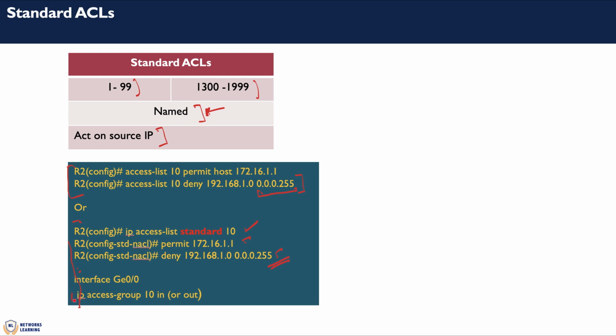The action will be taken after you have applied your access list to a given interface. And the syntax will be ip access-group 10 to refer to the access list you have written, and then inbound or outbound depending on your design or whatever you want to achieve. So this is a very brief idea about standard access lists, and in fact this is all you need to know about standard access lists.